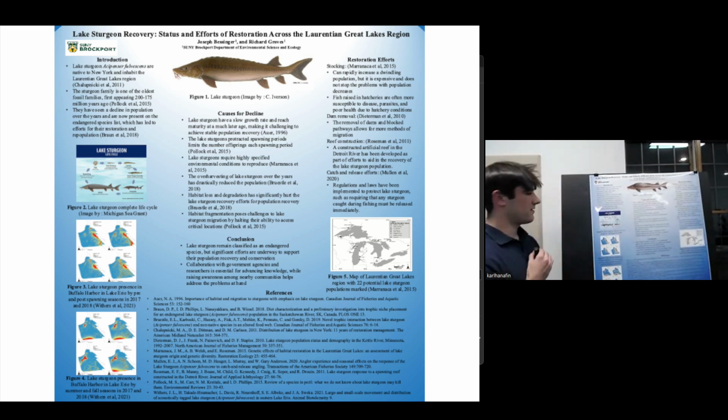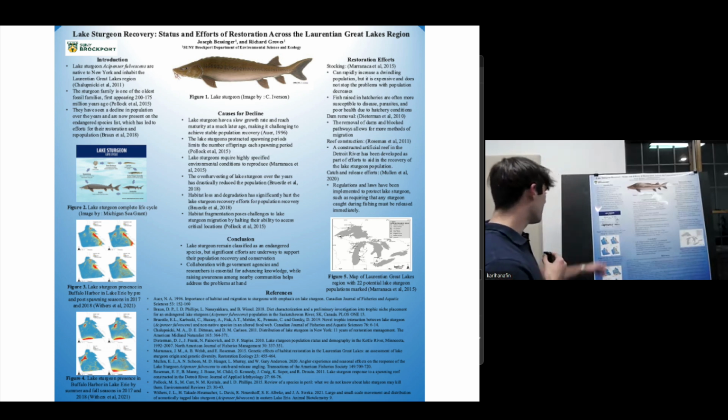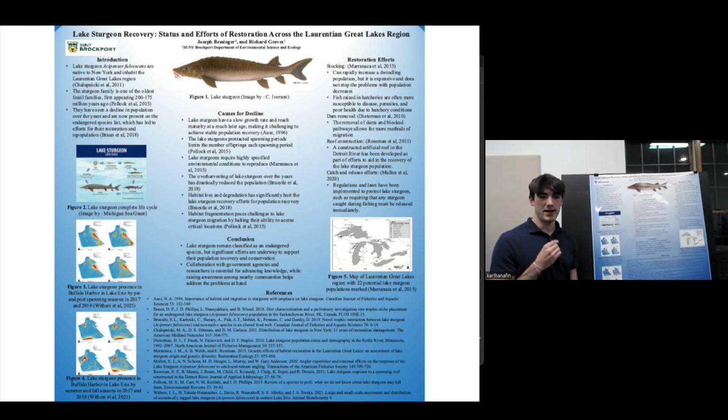Our poster is reviewing the reasons why they are decreasing in population and the methods being put in place to restore them. To start off, one of the major reasons for the decline has to do with the lake sturgeon's growth rate, because they have a very slow growth rate and reach maturity at a very late age. Here's the lake sturgeon life cycle. Adult males usually reach maturity around 15 years of age, while females take even longer, reaching maturity around 20 to 25 years of age.